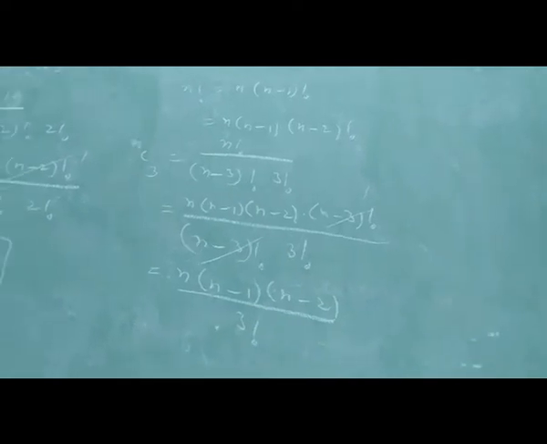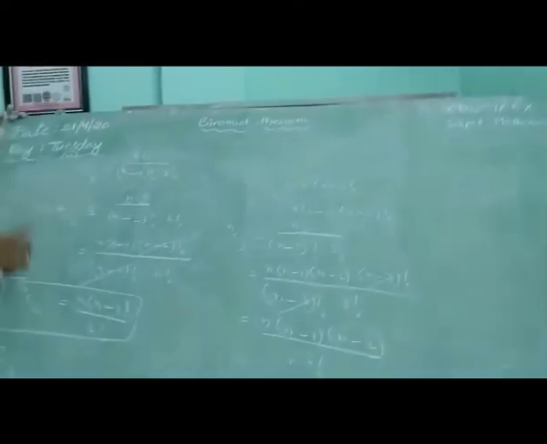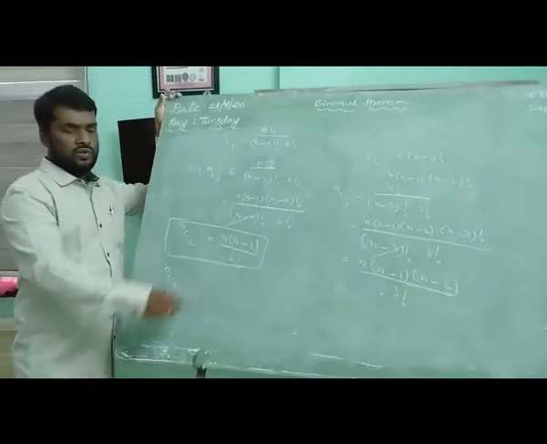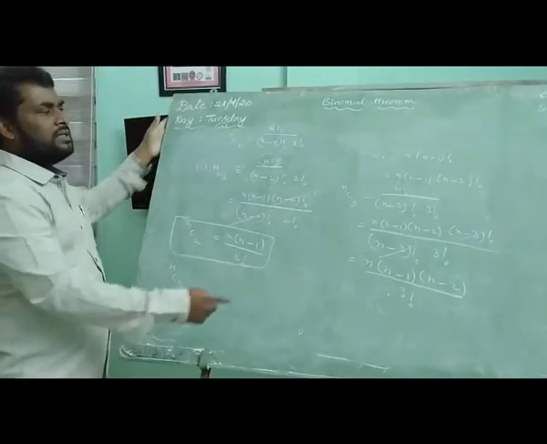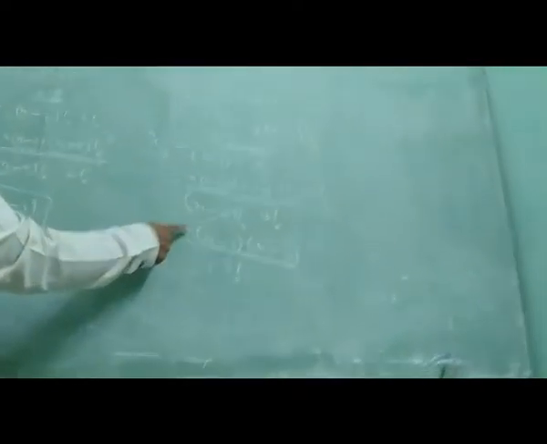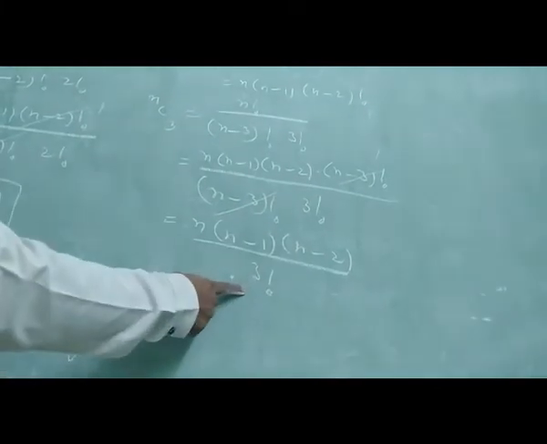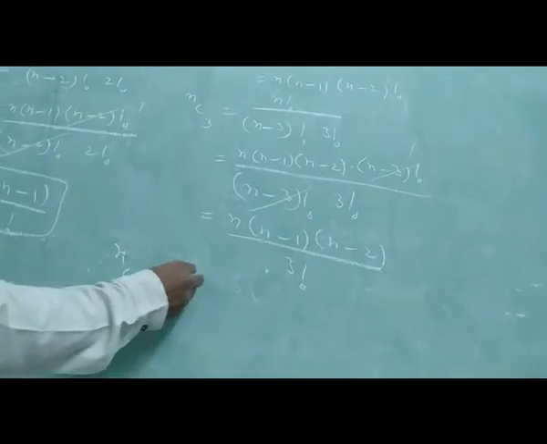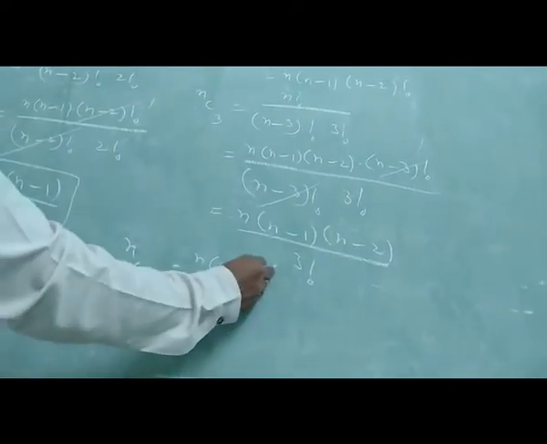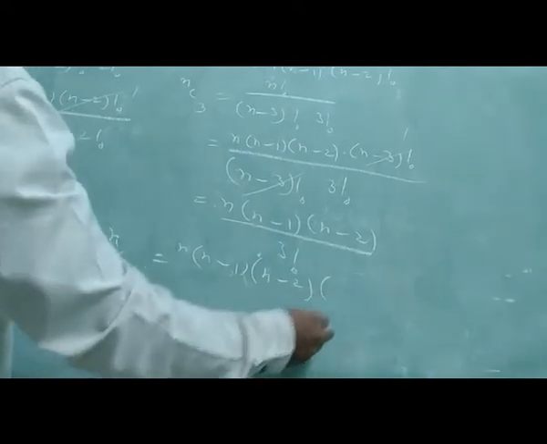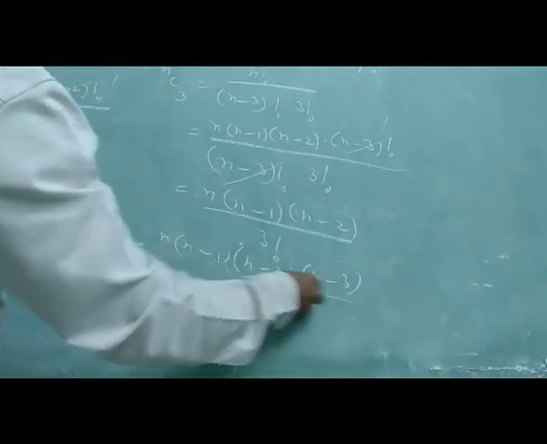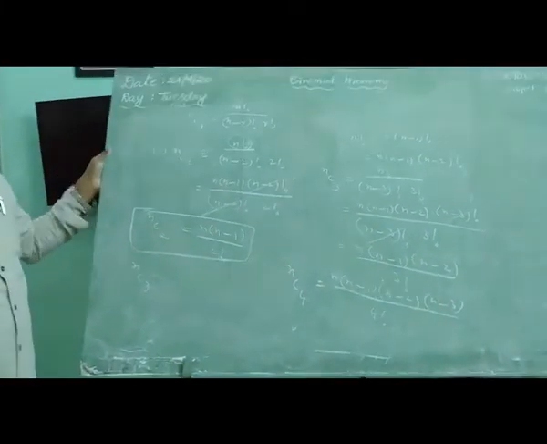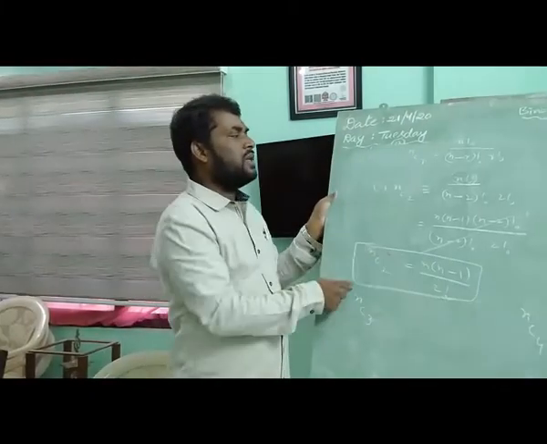So what do you observe here? If you want to find nC2, what do you notice? nC2 is equal to n into n minus 1 by 2 factorial. So what is nC3? n into n minus 1 into n minus 2 by 3 factorial. Can you guess the value of nC4 now? We can guess easily. The answer begins with n into n minus 1 into n minus 2 into, what is next? n minus 3 by 4 factorial. So like this you can write nC4, nC5, nC6, etc. So this is a very important concept.